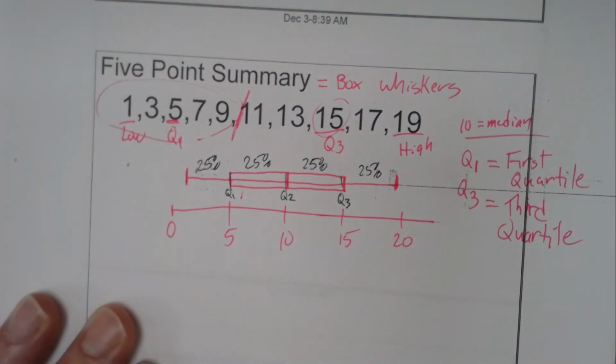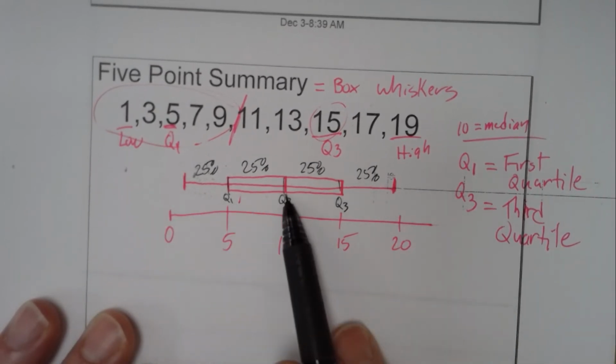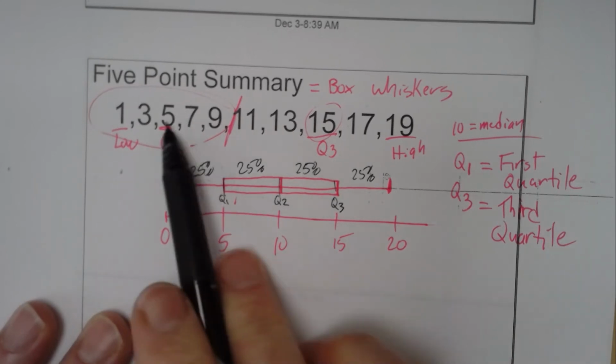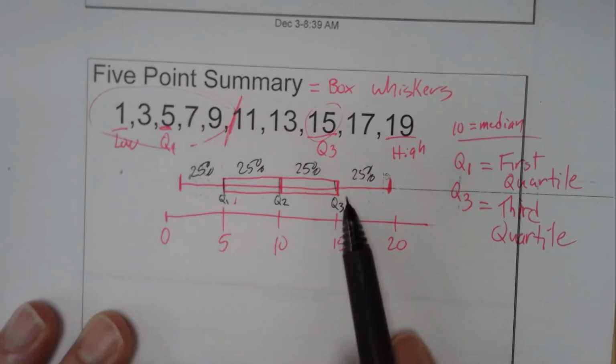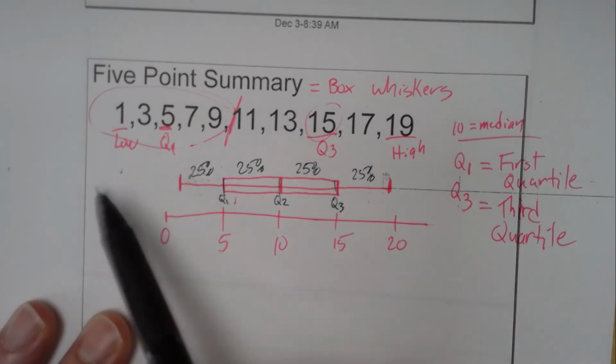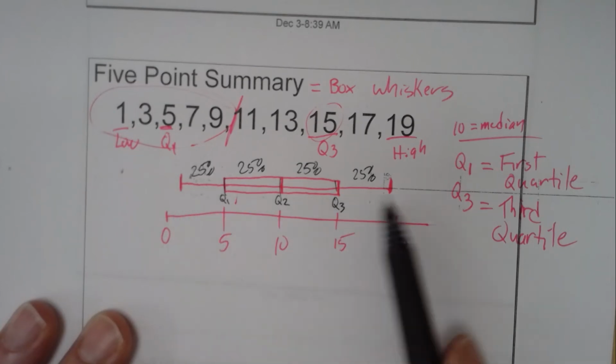All right, so that's how we make a box and whiskers. We identify the low, the high, the middle, the median, the first quartile, which is the middle of the bottom part of the data, and this quartile, which is the middle of the top part of the data. So that's a 5-point summary. So there's 5 points. 1, 2, 3, 4, 5.